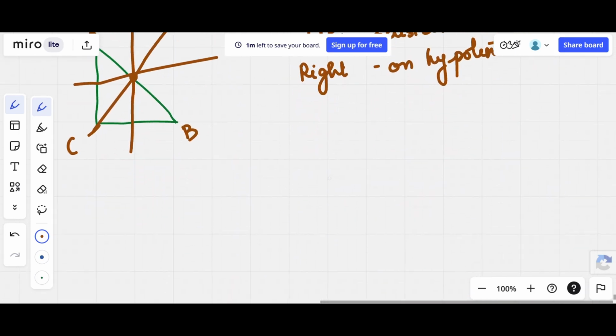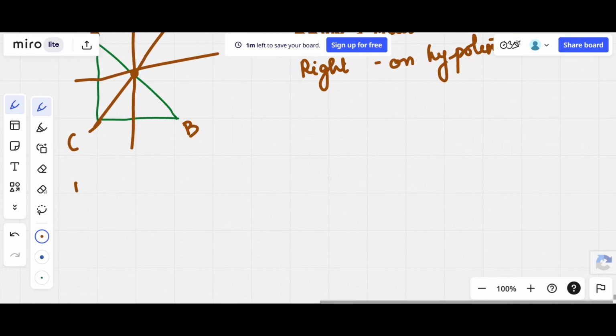So this is done. So what was theorem number 1? We just did theorem number 1. What was our first theorem? A unique circle. There is always a unique circle passing through three non-collinear points. That is the first theorem that you learned.